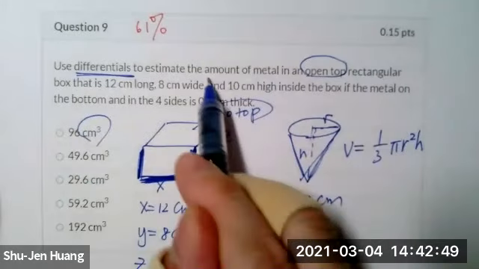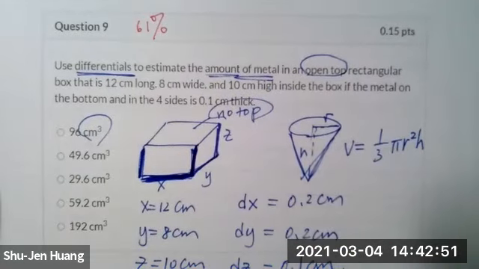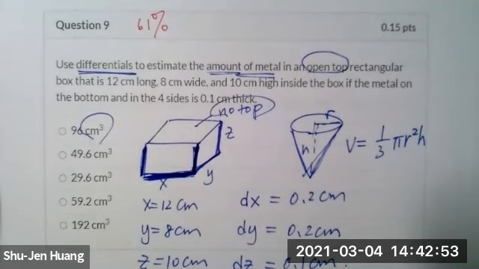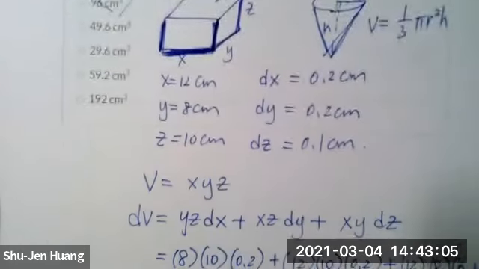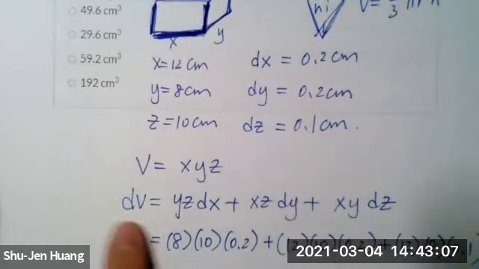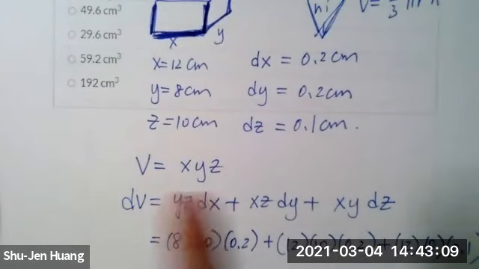When they say amount of metal needed, that means the volume here, okay? Okay, thank you. And one way to tell is just look at the unit. That would be the easiest way, okay? So, does anyone have trouble finding the differential here?